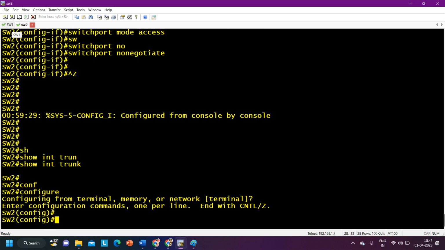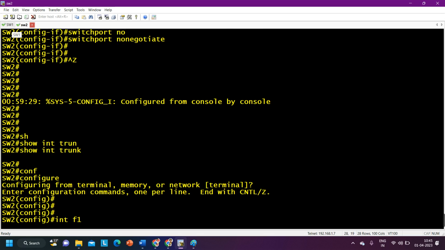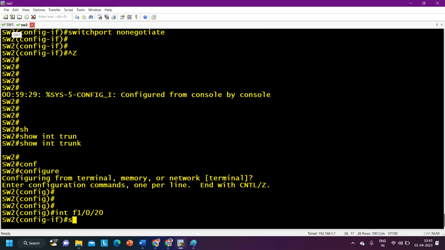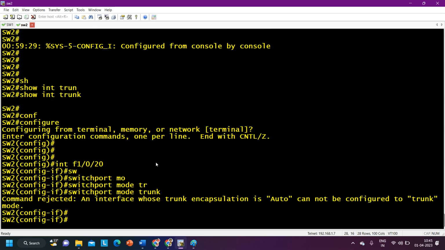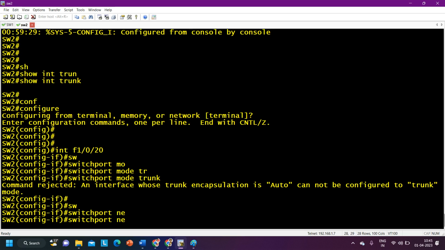So here also I am going to say interface f1/0/20 and switchport mode trunk. No, I am not able to configure it. But if I enable DTP, then can I configure switchport mode trunk over here? No, then also you cannot configure switchport mode trunk. If you want to configure trunking statically, you have to define what? Encapsulation protocol.